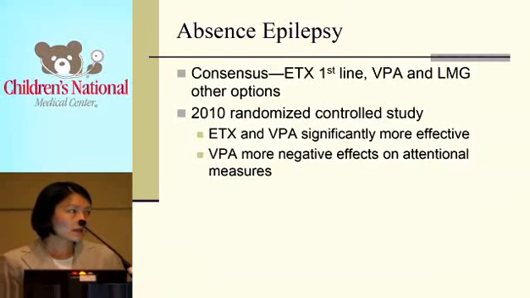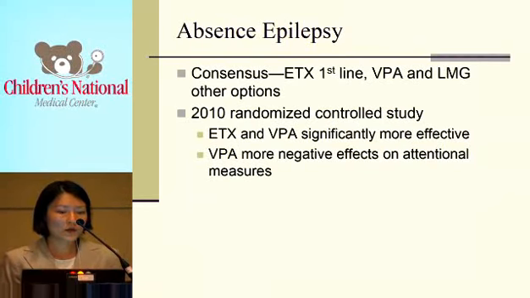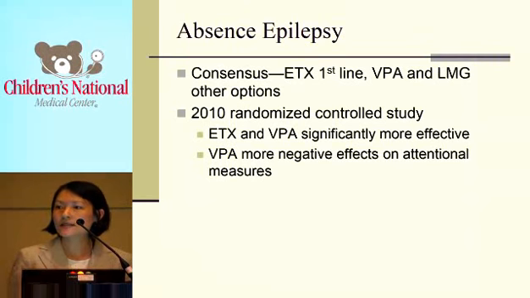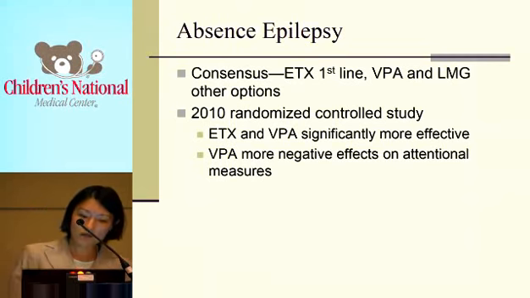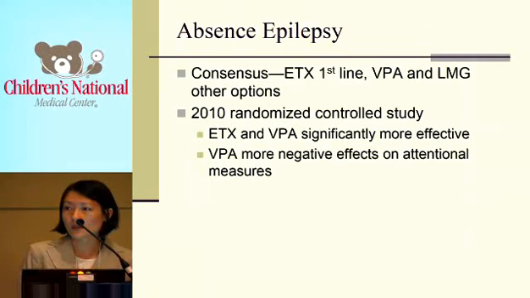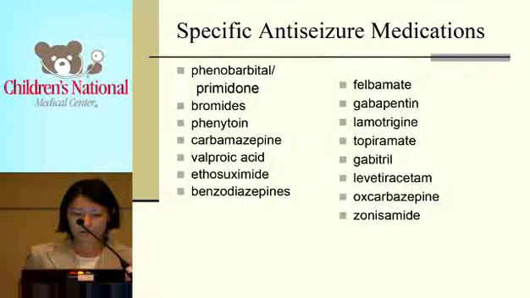Well, finally, in 2010, data was published from a randomized controlled multi-center NIH-sponsored study on absence epilepsy comparing those three medications. And what it showed was that ethosuximide and valproic acid were significantly more effective than lamotrigine. But that valproic acid tended to have more negative effects on attentional measures. So it actually confirmed what we have been doing all along.